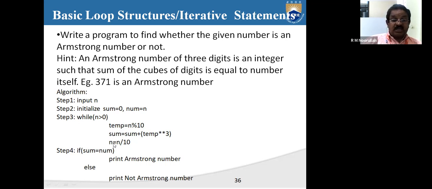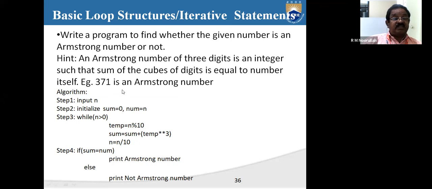371. Now it's going to calculate n equals n by 10. What is the value of n now? 3 by 10, what's the value of n you are going to get? 0. Is 0 greater than 0? No, it will come out of the loop. Then it's going to check the condition. Now, what is the value of sum? Sum equals 371. And what is the value of num? 371. Since 371 equals 371, it's going to print that it is an Armstrong number.